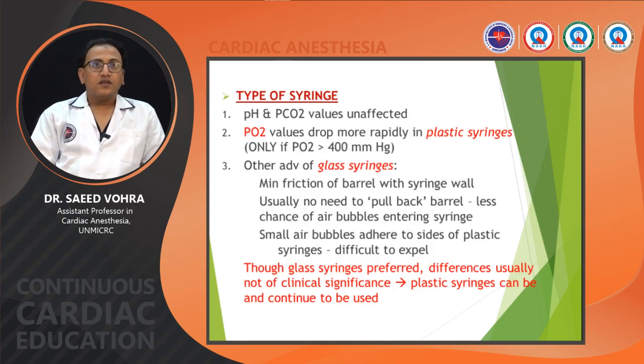Type of syringe. Usually we use the plastic syringe. However, there are some advantages with the glass syringe because there is minimal friction of the barrel with the syringe wall. There is no need to pull back, and hence less chance of getting air bubbles. Also, in a plastic syringe, small air bubbles adhere to the wall of the syringe, which are difficult to expel. Though glass syringes are preferred, the difference is very negligible. So, plastic syringes can be used and continue to be used.